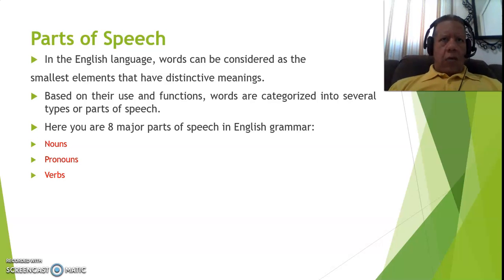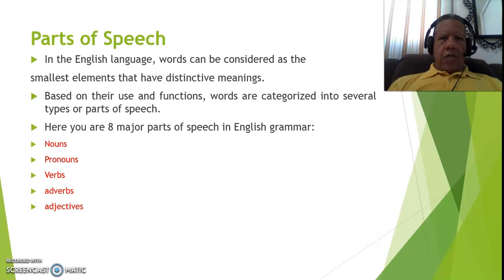Verbs, as everybody knows what is a verb. Verbs es la palabra, los verbos que indican acción o estado en la oración. Adverbs. We got adverbs, adverbios. Son las partes variables de oración que pueden modificar a un verbo, a un adjetivo o a otro adverbio.